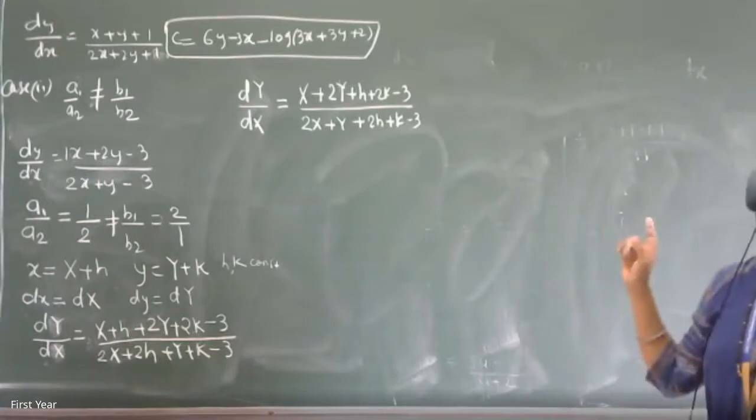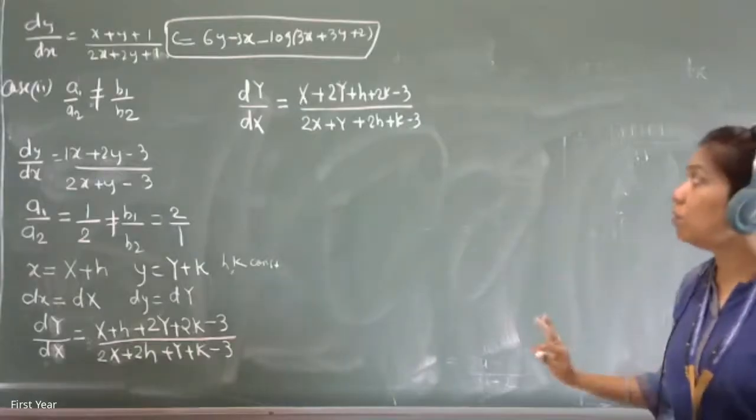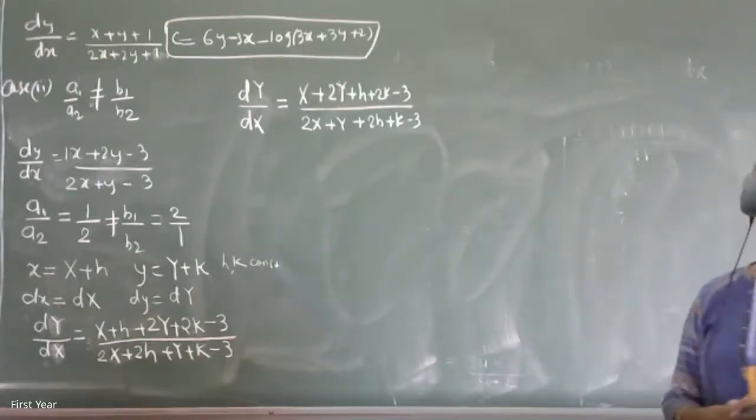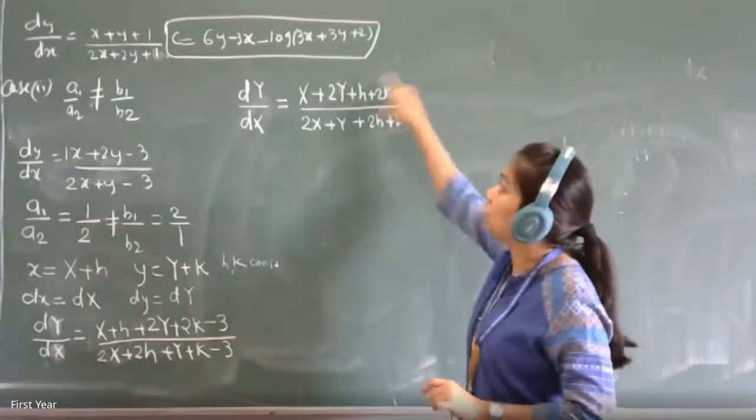Did everyone understand up to here? Okay. Now, is it still in homogeneous form? No, it is not, because h plus 2k minus 3 and 2h plus k minus 3 are constants here, right? So it's not homogeneous.